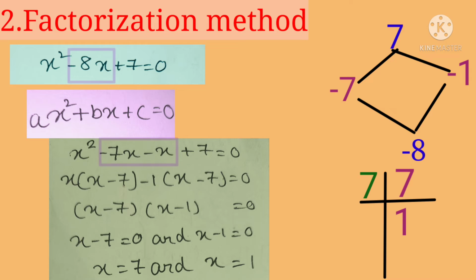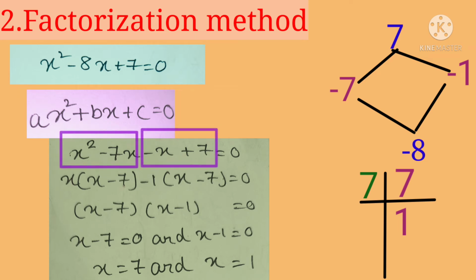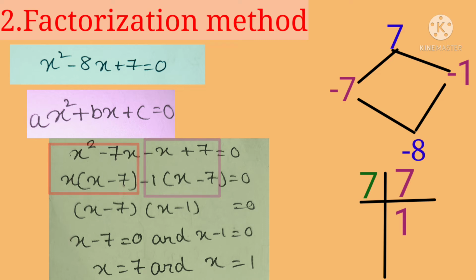It's nothing but minus 7x and minus x, and we need to take a club of the two values, first two values and last two values. So if we take a club of the two values, that is x square minus 7x, minus x plus 7. For the first two values, we need to take the common terms, x square and minus 7x. The common term will be x, and the uncommon term we put in the bracket. And the other values are minus x plus 7.